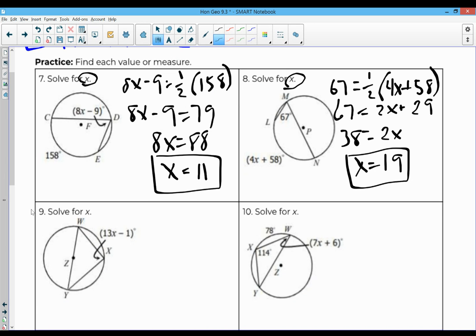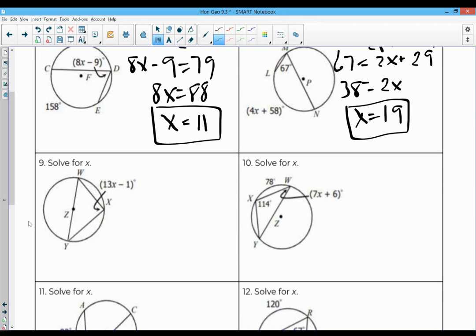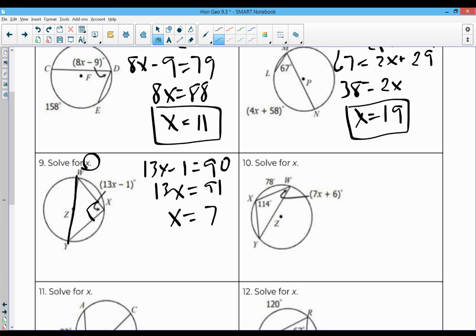All right, the next problem, number 9. I noticed that WY is a diameter, so that means that angle X has to be a right angle. So I already know 13x minus 1 equals 90. So 13x equals 91. Therefore, x equals 7.